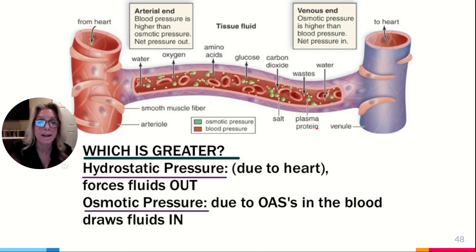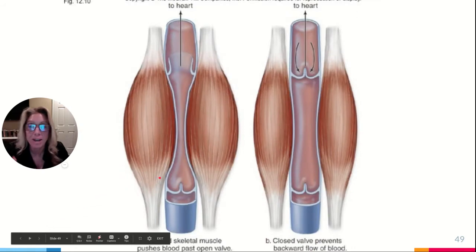Carbon dioxide and waste. So on your notes, underneath number 2, capillaries, hydrostatic pressure is the force on the blood due to the heart. It's forcing things out due to the heart, stronger at the arterial end of the capillaries, forcing nutrients and oxygen out. Whereas here at the venule end, the osmotic pressure saying come in, due to the contents of the capillaries, is stronger than the hydrostatic pressure at the venule end of the capillaries, and it draws waste and carbon dioxide in. All right, good. Now, let's talk about veins.